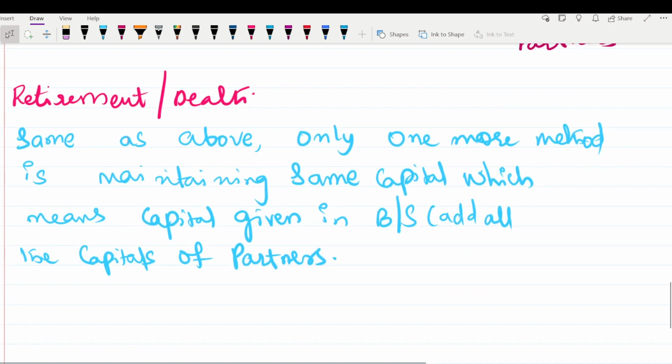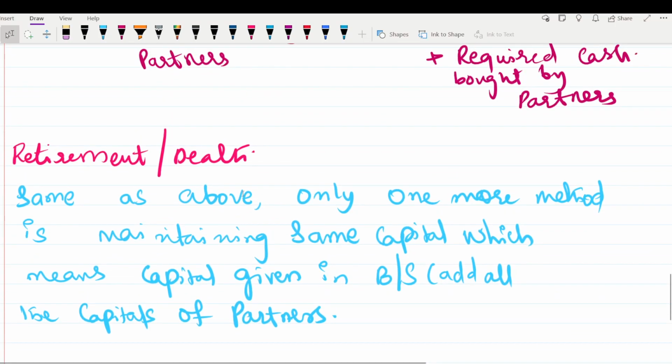Next, retirement and admission are similar, only with something extra. Then in the question sometimes they will ask you to maintain the same amount of capital, which is given in the balance sheet, which is all they will give. Then you have to add all the capital accounts including the retiring person's capital account, and then you have to calculate.